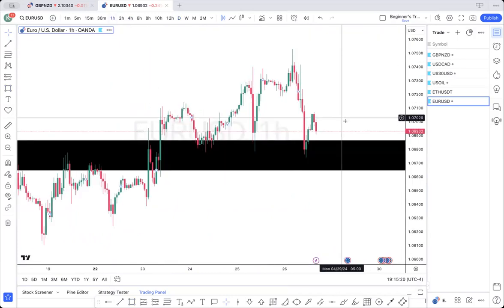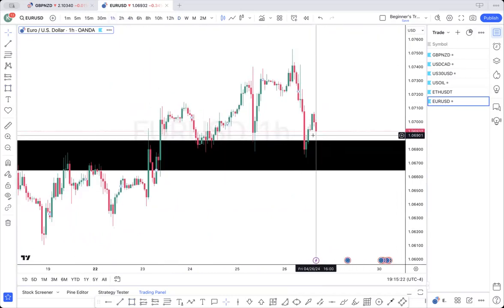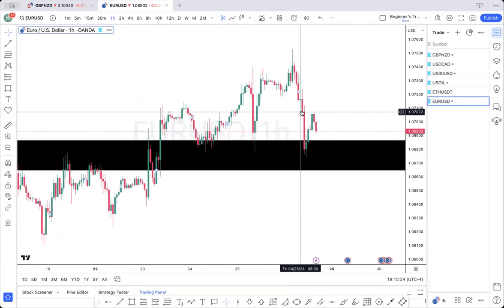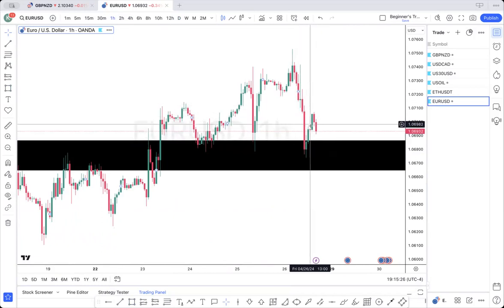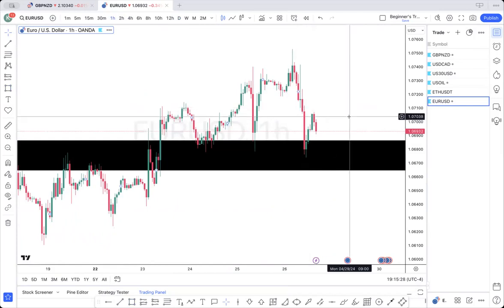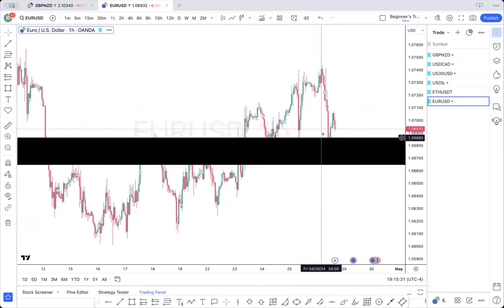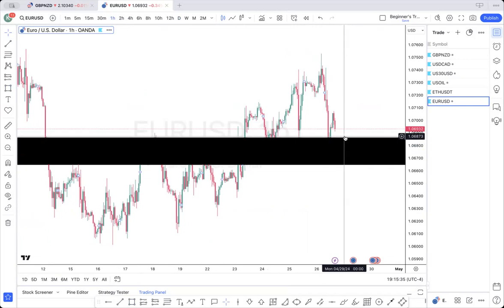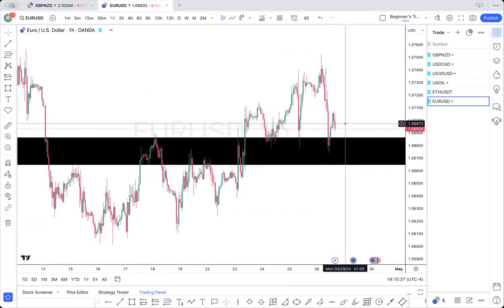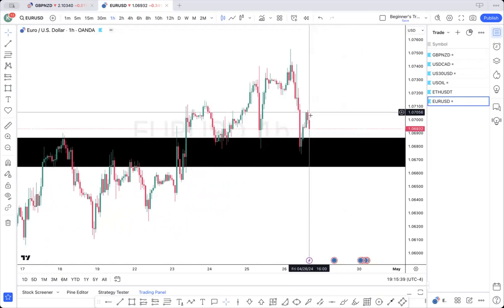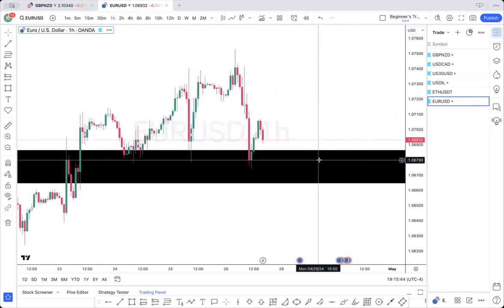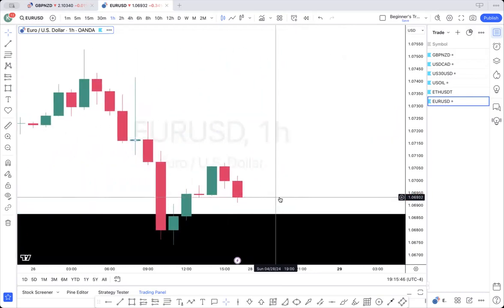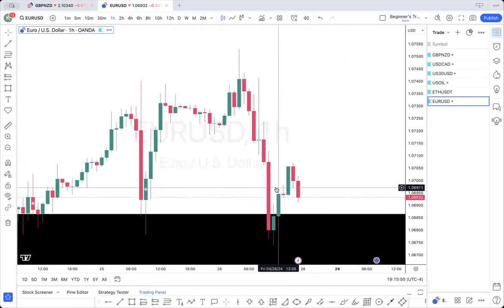So on the 1 hour, price pulled back. There's no structure yet for me to get in for the buy yet. Okay. As you can see, it pushed up. I believe it closed below this order block. Maybe you're sitting on it, not sure.